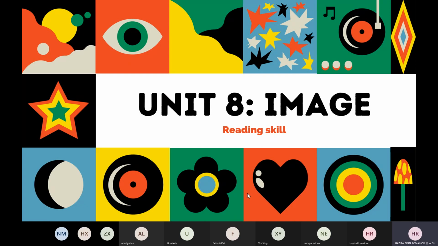This is your last unit from your textbook, which is your unit 8. The title is Image. As usual, I'm going to start first with your reading skill. Please turn to page 111.